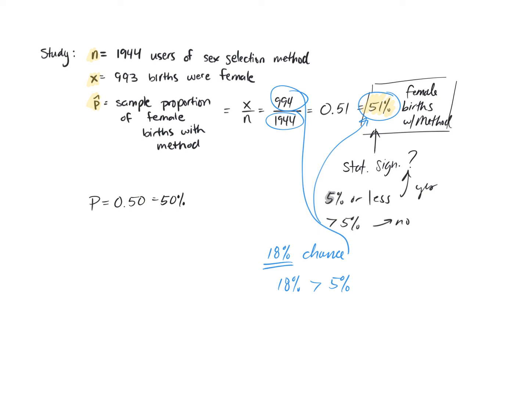This tells us that even though the sex selection method does increase your chances of conceiving a female birth, it's not really that significant. That leads us to conclude that not many couples would likely use this procedure if they want to have a baby girl, because it only increases their chances from 50% to 51%. So this method really does not have any practical significance.